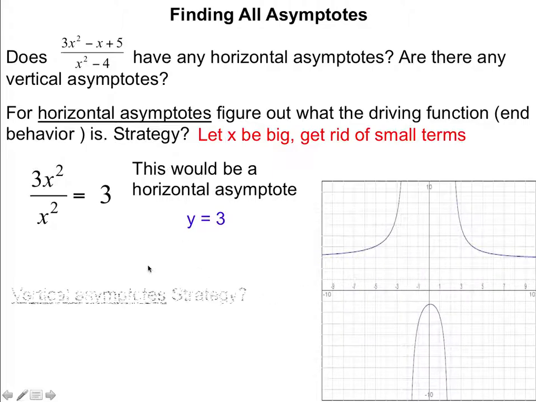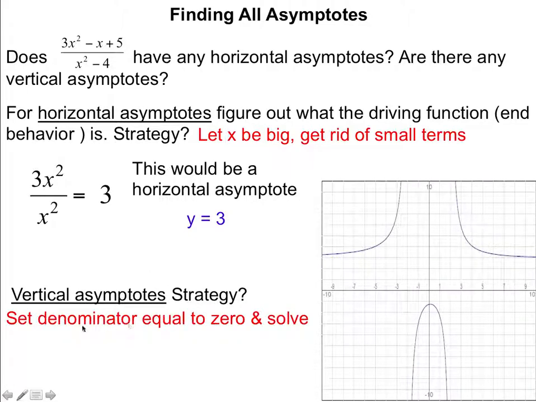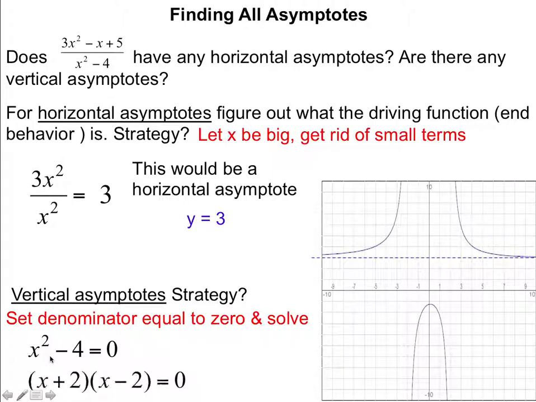Okay, for our vertical asymptotes, our strategy is to set the denominator equal to 0 and solve for the x values. So here's our denominator. We're going to set that equal to 0. We're going to factor this, x plus 2, x minus 2. And so we're going to get 2 vertical asymptotes. One is at negative 2 and the other is at positive 2. So there's our two vertical asymptotes.